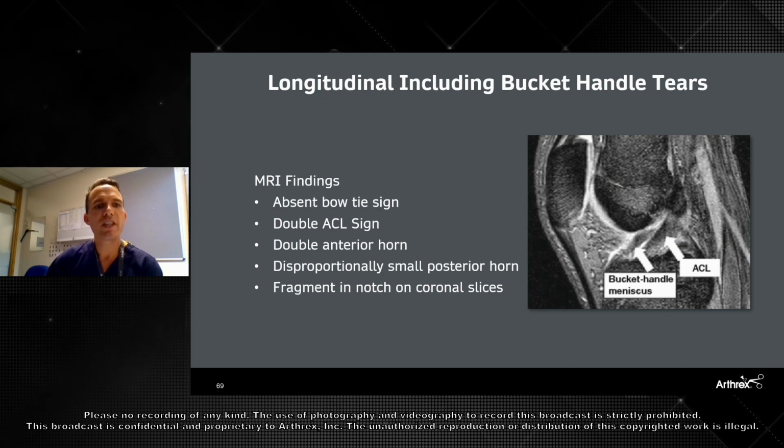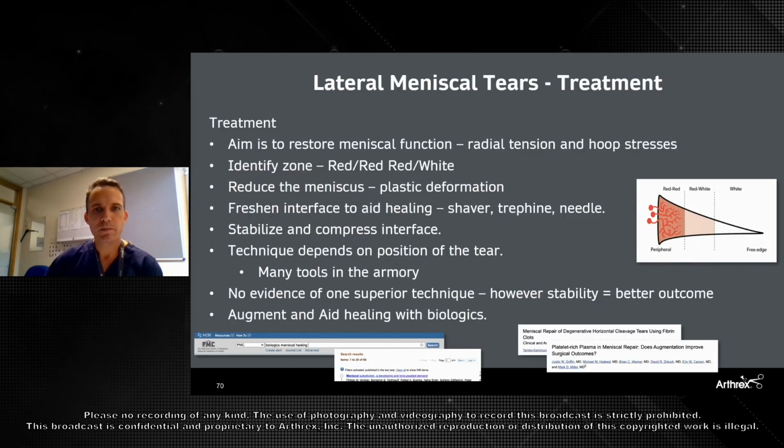Again, a disproportionately small posterior horn can be quite difficult because your eyes are looking for a meniscus. You can see the meniscus, it may be the shape of the meniscus, it might look quite well defined, but if it doesn't look the right size and volume, then it's important to consider whether there's a more significant injury and that meniscus has been displaced or it's lying somewhere else within the knee. The coronal slices are useful just to have a look at the notch.